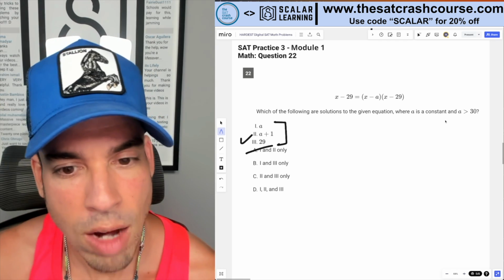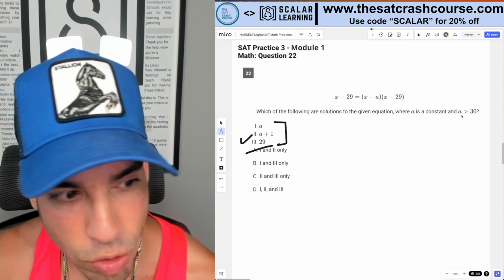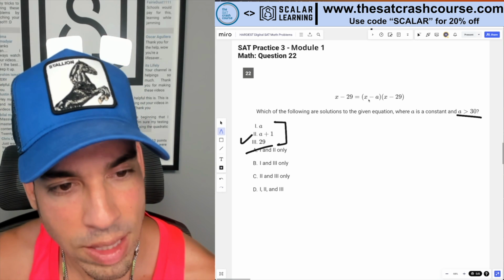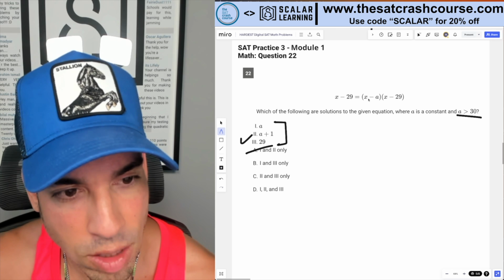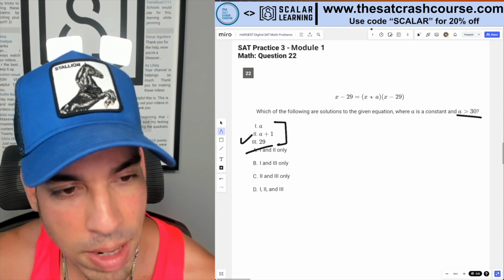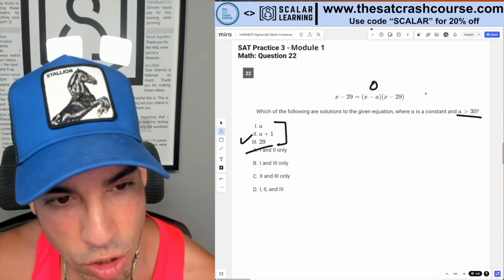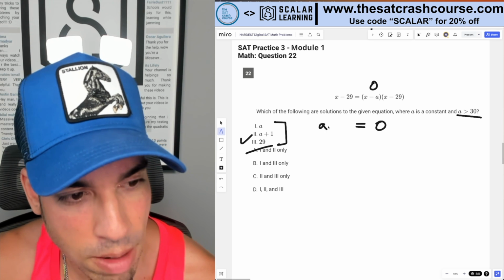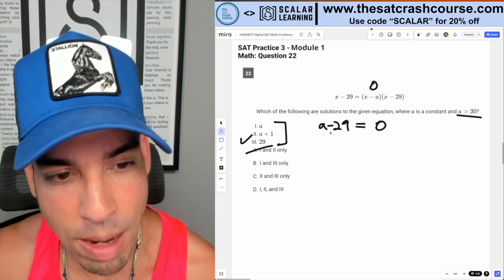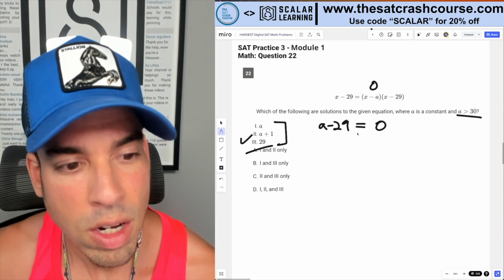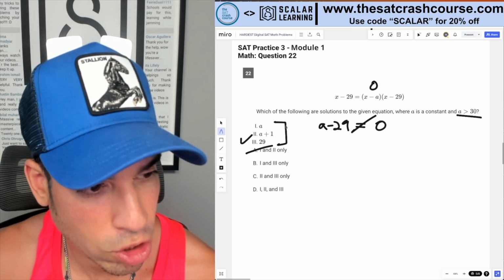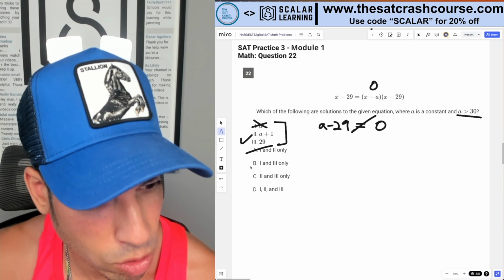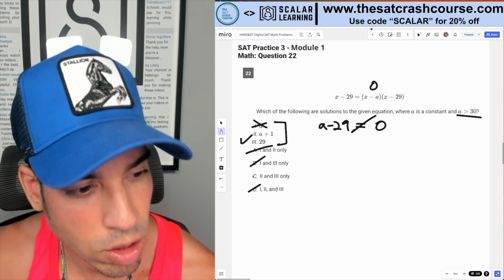This one does not include 3. That one is out. Now we're wondering if a is a solution, knowing that a has to be greater than 30. So in this case, if I plug in a on the right-hand side, I get a minus a. That would be 0. 0 times anything is 0. On the left-hand side, I'll get a minus 29. Now, since a cannot be 29, it has to be 30 or greater, these two are not going to be equal to each other. So that means a is no-go. So anything with 1 is out. So goodbye B, goodbye D. And it looks like C is going to be the winner.